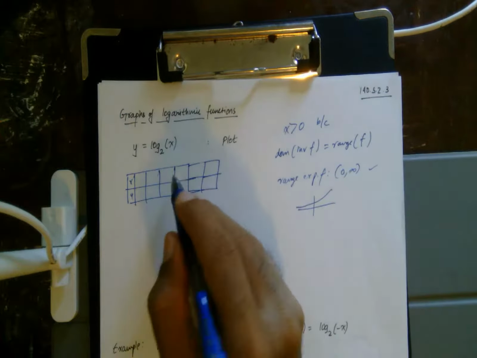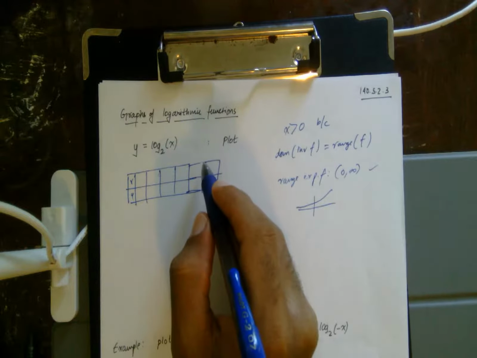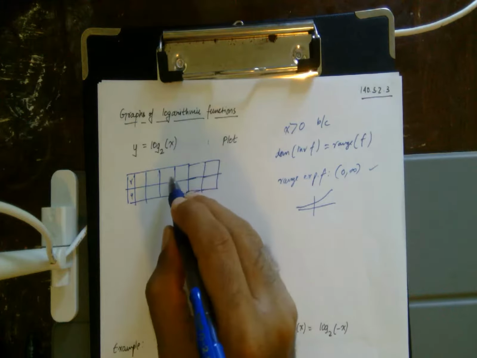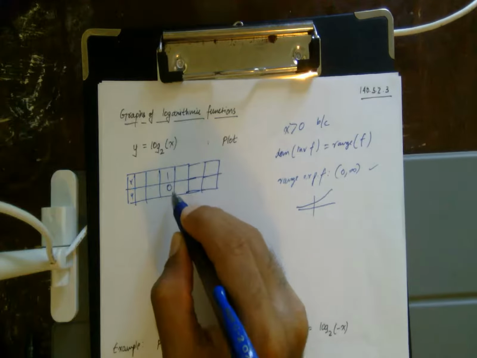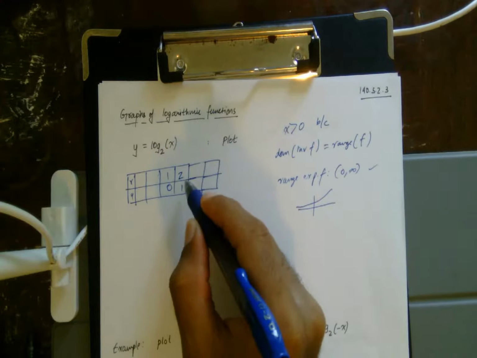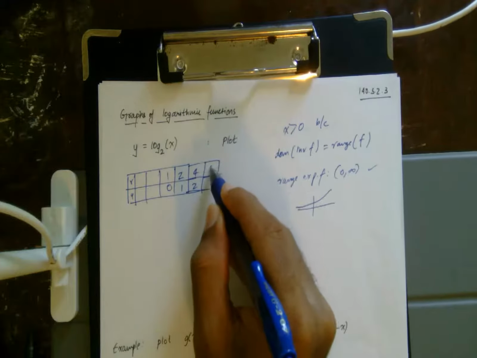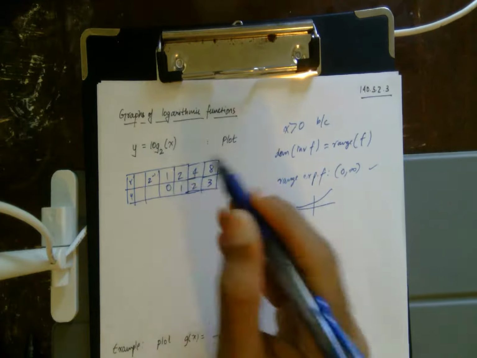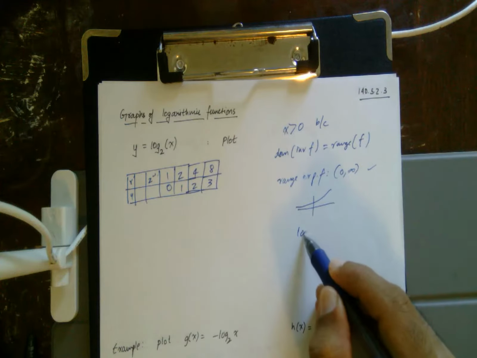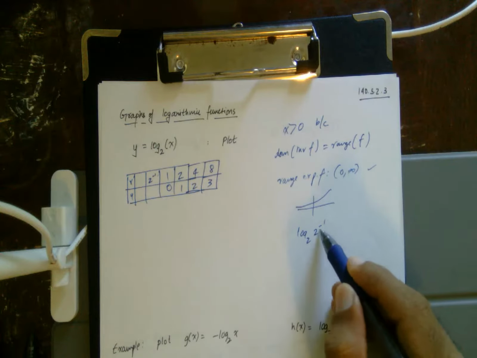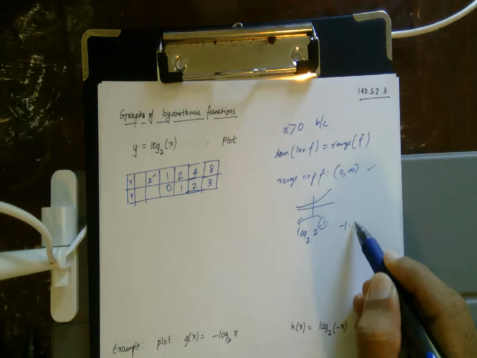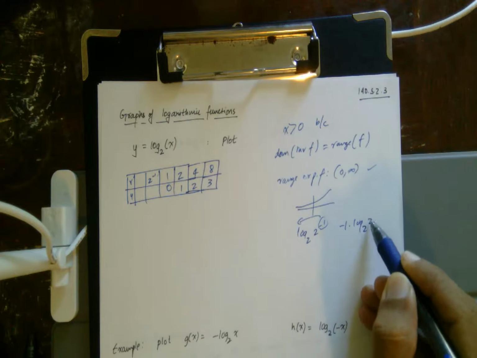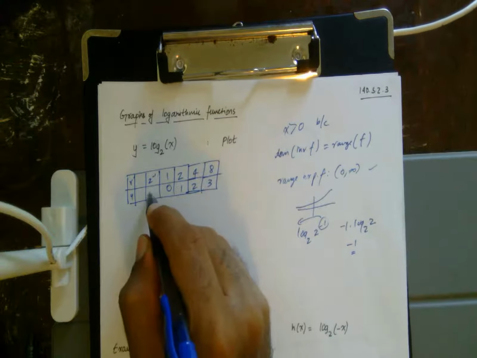But we know that when I plug in 1, I get 0. When I plug in 2, I get 1. When I plug in 4, I get 2. Plug in 8, I get 3. What happens if I plug in 2 to the negative 1? Let's see. Log base 2 of 2 to the negative 1, the exponent jumps in front, negative 1 times log base 2 of 2, which is 1. So it becomes negative 1.